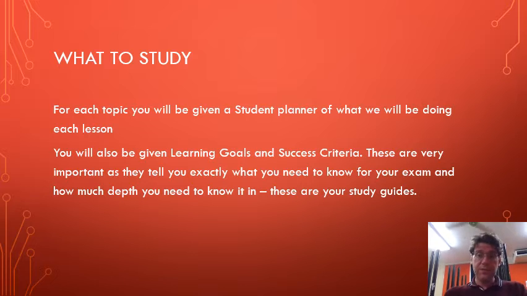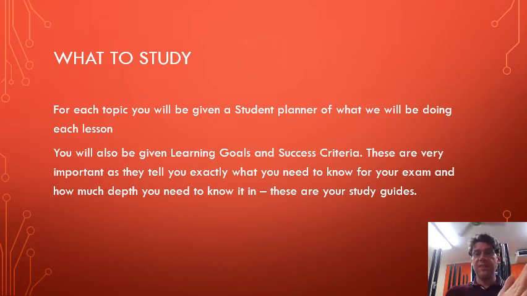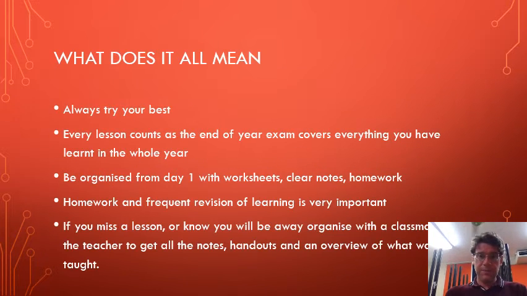Okay, so for each topic, you'll be given a student planner. That's in your pack for this week. Okay, this tells us what we'll be doing each lesson, and it lists learning goals and success criteria. These are very important. They're taken from the syllabus and they tell you exactly what you need to know for your exam and the depth, particularly at which you need to know it. Use this as your study guide. Okay, so tick the boxes on your planner that say, I know this, I don't know this, I need help with this, and that gives you a guide of what you know and what you need to learn.